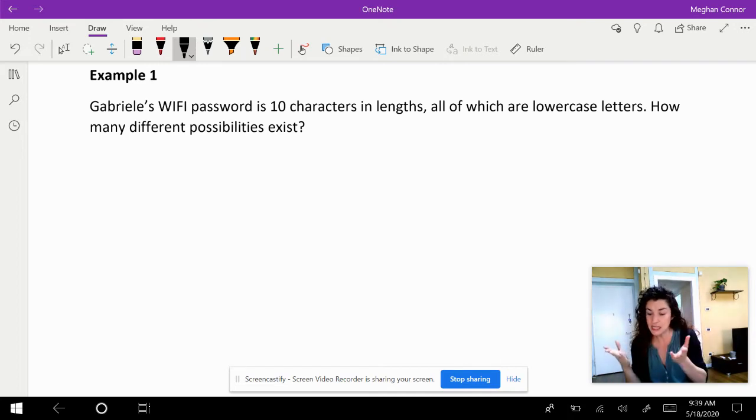But if we have 10 characters and they're all lowercase letters, we've got 26 letters in the alphabet. So that'd be 26 times 26 times 26, 10 times.